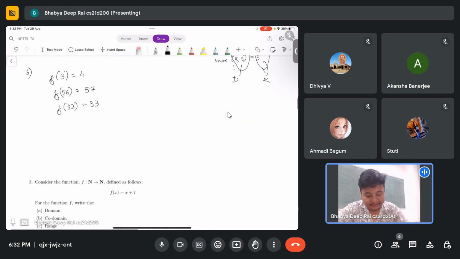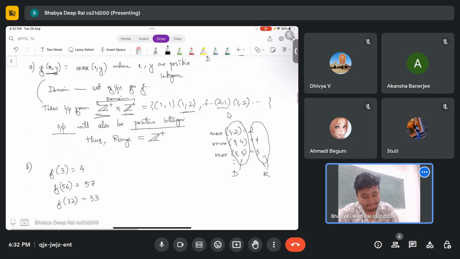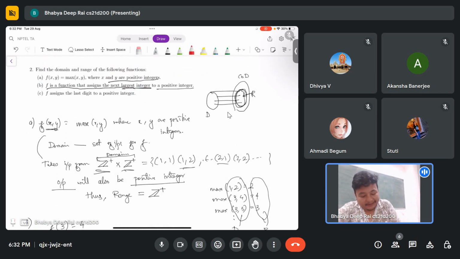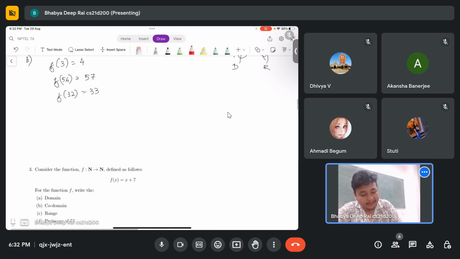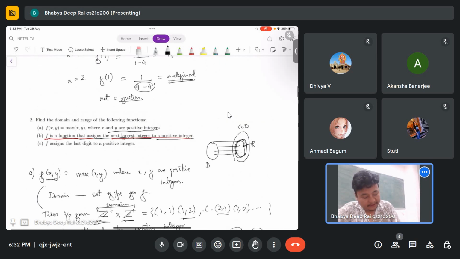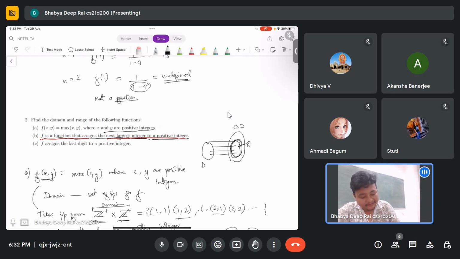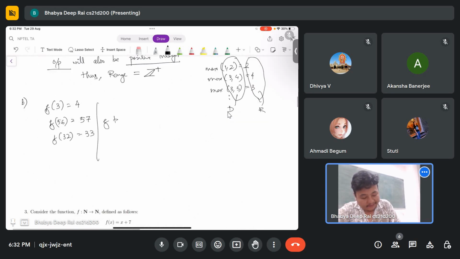But please stop me and let me know if there are any doubts. So the question says f is a function that assigns the next largest integer to a positive integer, right? So we know that f takes a positive integer as input. F takes an input from the set of all positive integers. Therefore, the domain is the set of positive integers.